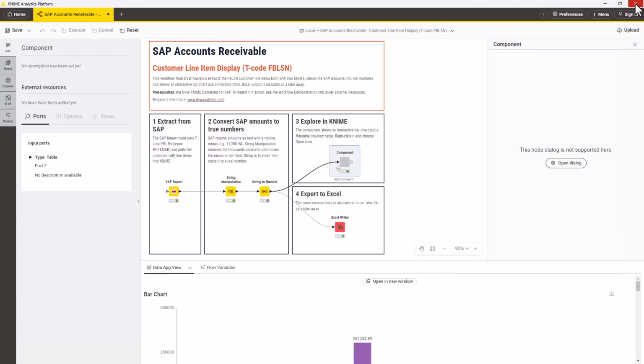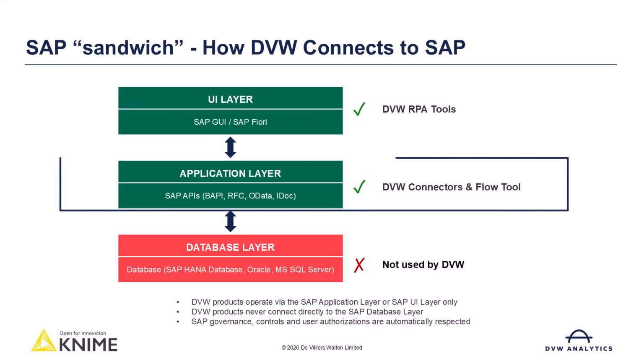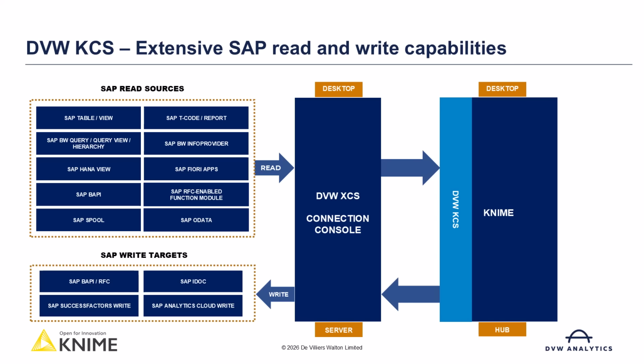And the same clean data writes out to Excel at the same time for anyone downstream who still wants a spreadsheet. All of this runs through the SAP application layer. Nothing touches the SAP database directly, and there's no custom ABAP for you to write. It all runs in the KNIME Analytics Platform or on the KNIME Hub if you want to schedule it.